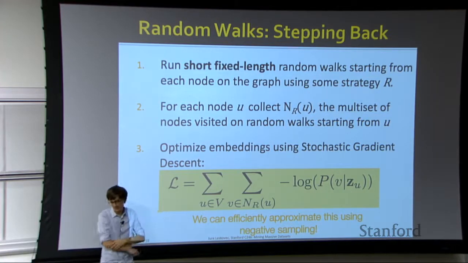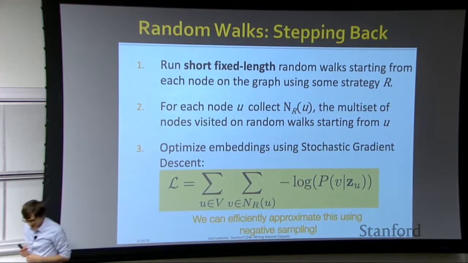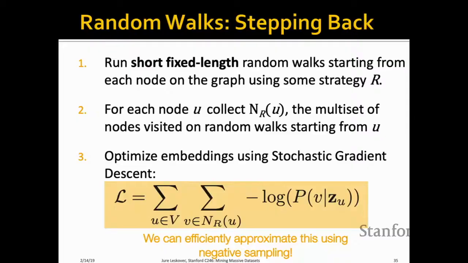This is what I wanted to say. So let me summarize the method, and then we can talk about extensions, right? The idea is the following. For every node u, I will execute short fixed-length random walks, and I will memorize which nodes I visit. I will run these random walks for the same node multiple times. And out of this, I will create this multiset of neighbors. We'll call it the neighborhood.